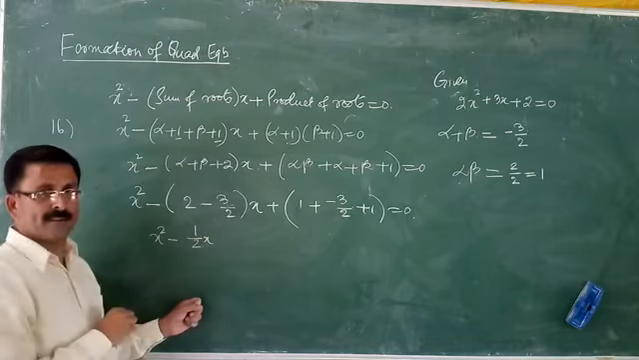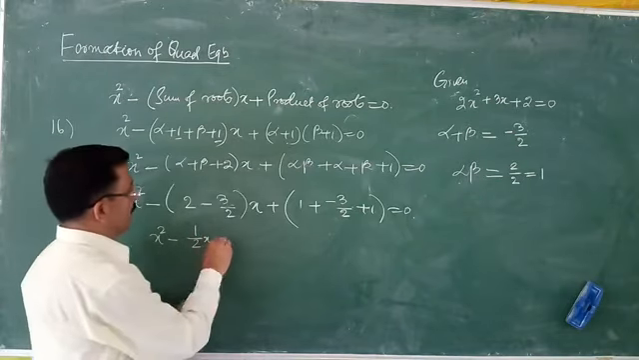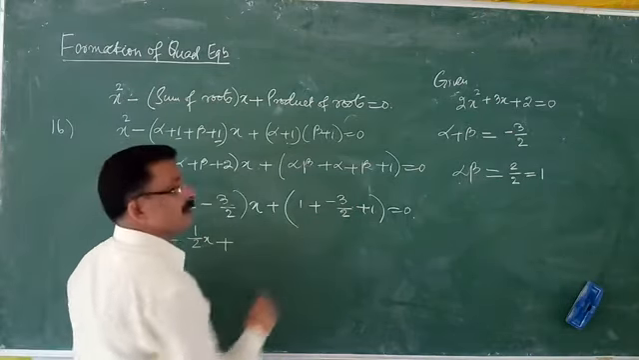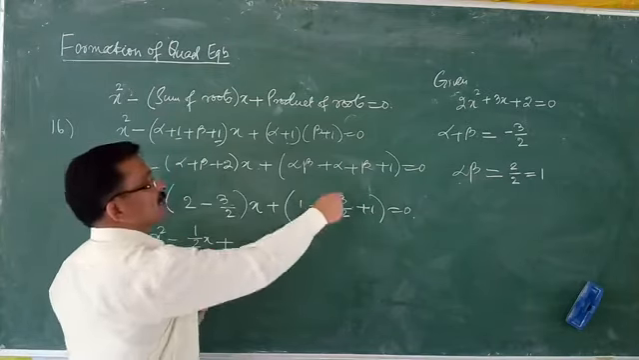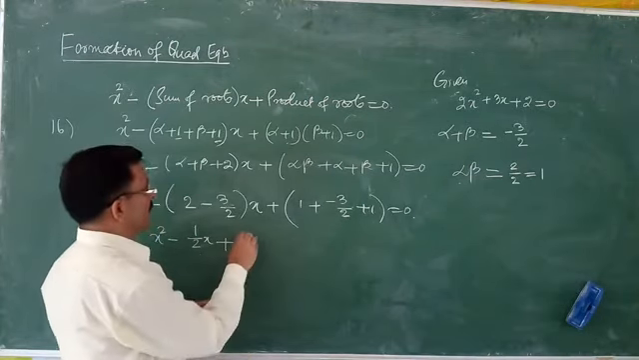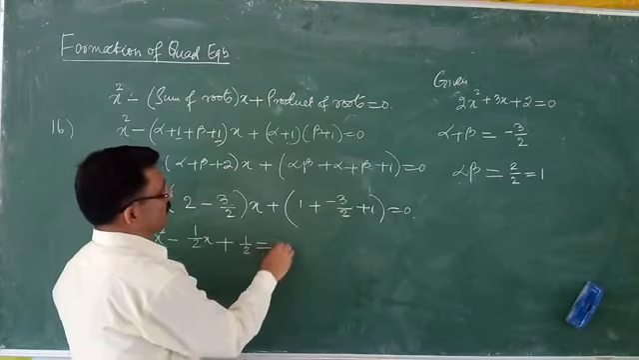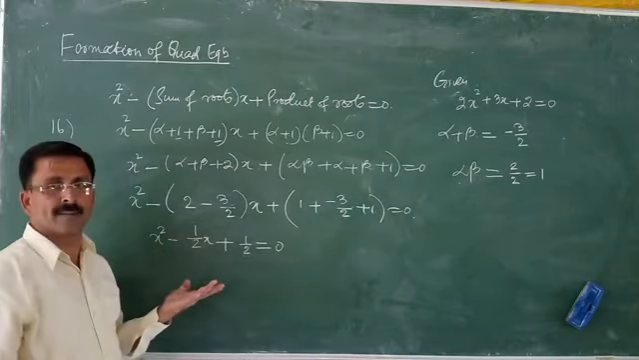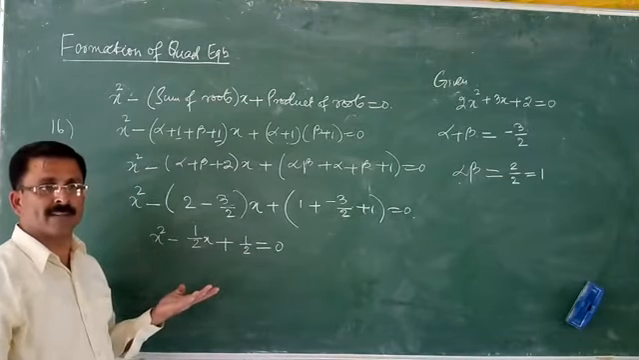So x square minus one half x. Is it okay? Plus, now here 1 plus 1 is 2, and again 2 minus 1.5, which is one half, is equal to 0. Now this is my answer.